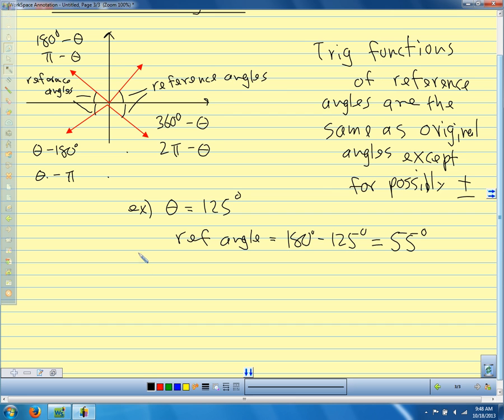How about theta equals 5? First off, what units are we working with? Radians. We don't have a degree sign, so we're working in radians. 5 radians is in which quadrant? Fourth. There are just over six radians in a circle. So this is going to be quadrant 4. So the reference angle is 2 pi minus 5, which is about 2.83. So we'd have an angle of 2.83 radians.